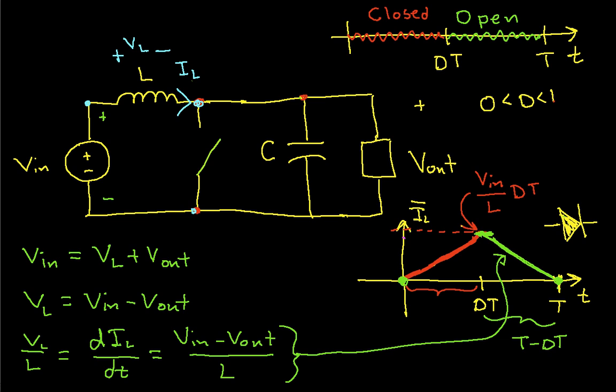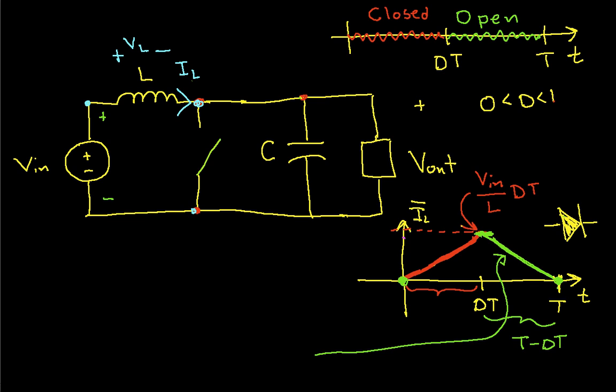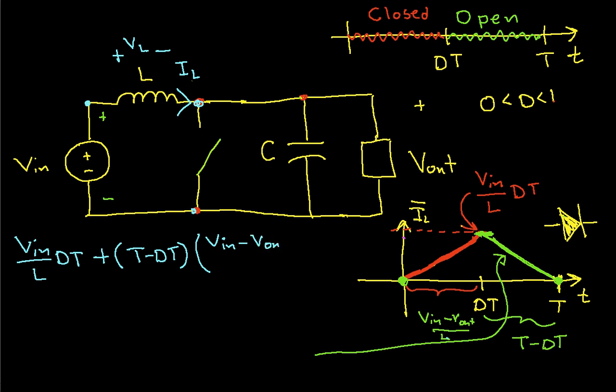By using this, we can actually then find a relationship between D, V out, and V in. We'll do this by first tidying up a bit. So the slope was V in minus V out over L. If we start at a value of V in over L times DT, and then over a time distance of T minus DT, we have our current going back to zero. We can write that as this relationship here.